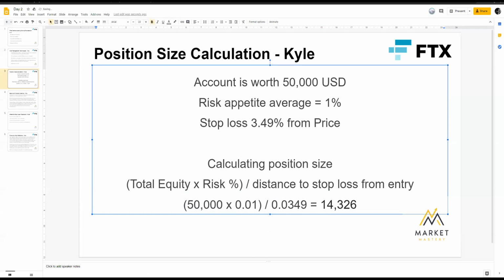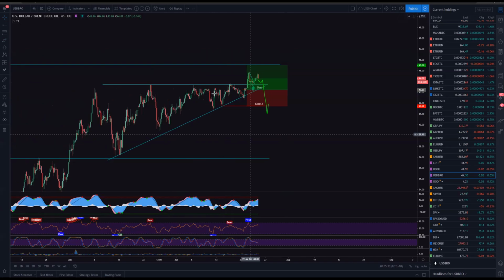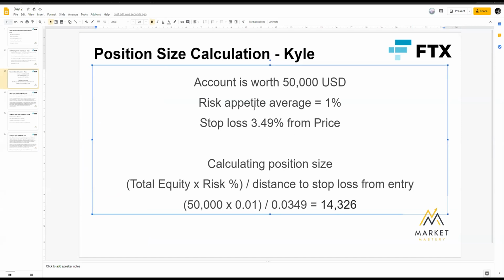And what happens is, if I get stopped out here, if price comes back like this and stops me out, what that means is I'm going to lose 1% of my account. So I'm going to lose 1% of that $50,000. I hope that makes sense. And that's how you want to calculate your position size. So risk is always based on how much you lose if you get stopped out.